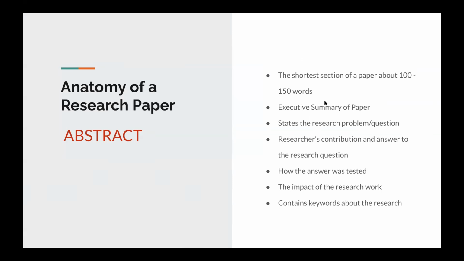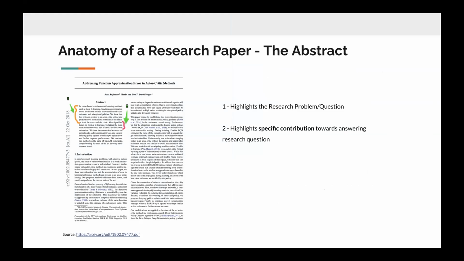I just described what an abstract should be like, and let's step back to look at a couple of abstracts to see how they're written. So this is an RL paper, and in this paper, I have highlighted two sections that focus on some of the points I just mentioned.